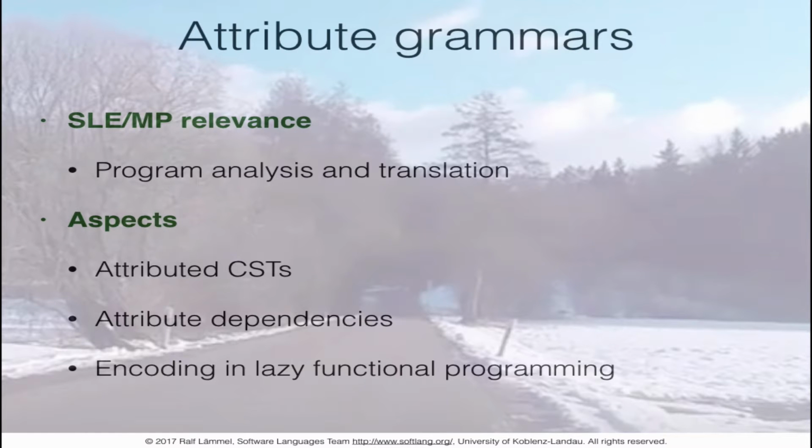Attribute grammars. This is a classic topic in language implementation, and attribute grammars are specifically helpful in analyzing programs and in modeling translation. So I'm going to cover these aspects here: attributed concrete syntax trees, and attribute dependencies as they are modeled by attribute grammars, and I'm going to show how lazy functional programming is sufficient in implementing attribute grammars.